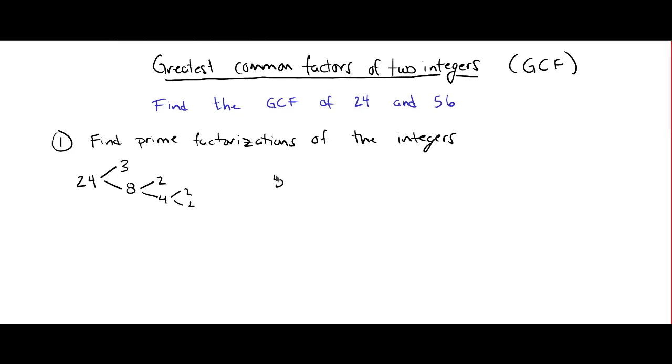And we can do something similar with 56. What goes into 56 evenly? Well, we could pull a 2 out, because it's an even number here. It ends in a 6 in the ones place, so it's going to be divisible by 2. And if we divide this by 2, we end up with 28.